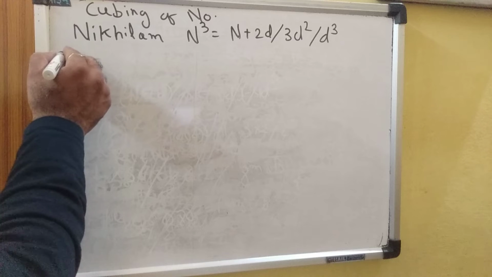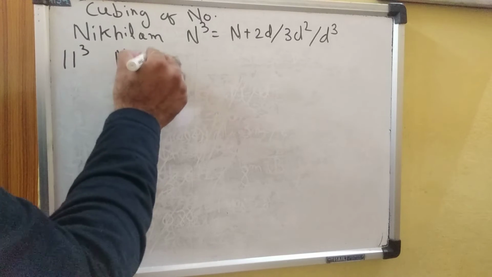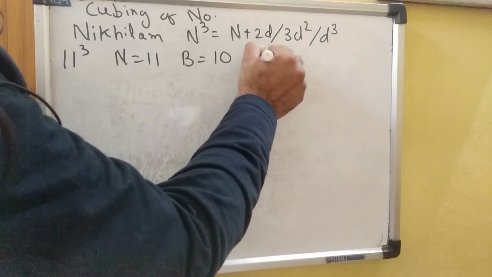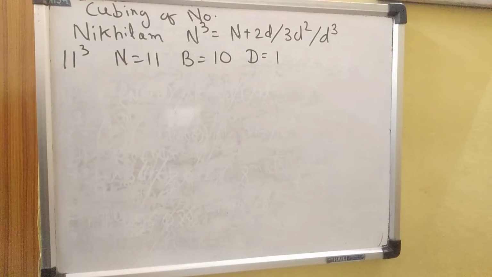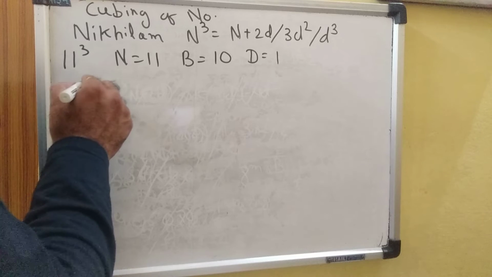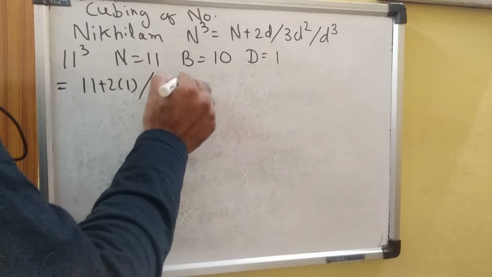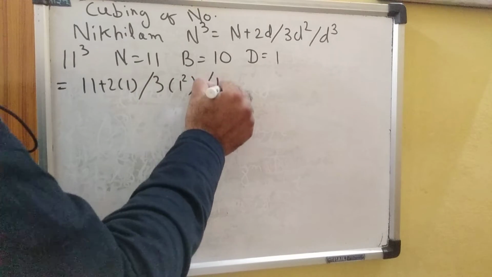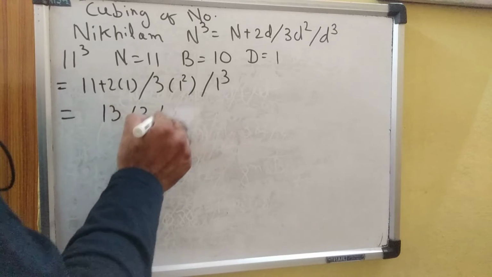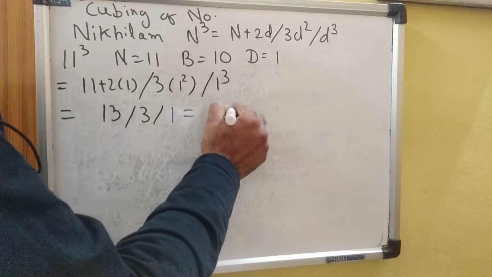We take one example to understand the process. If we want to find 11 cube, here number is 11 which is close to base 10 and surplus deviation is plus 1 as number is above base. We use formula n plus 2d, 11 plus twice deviation, 3 times deviation 1 square slash 1 cube. So answer is 13 slash 3 slash 1. On combining these three parts, the answer will be 1331.